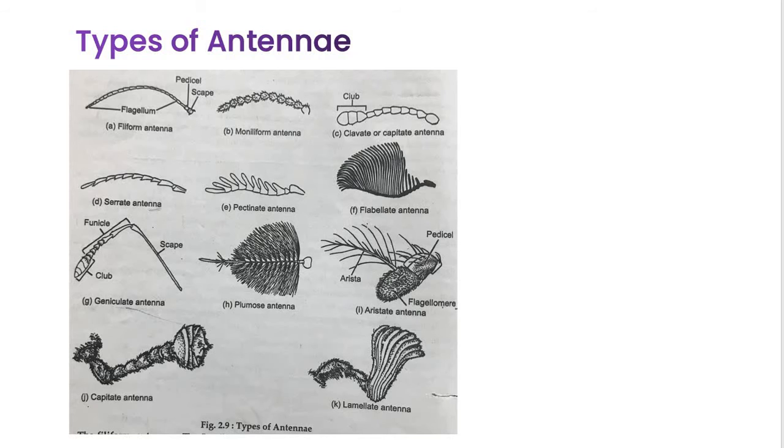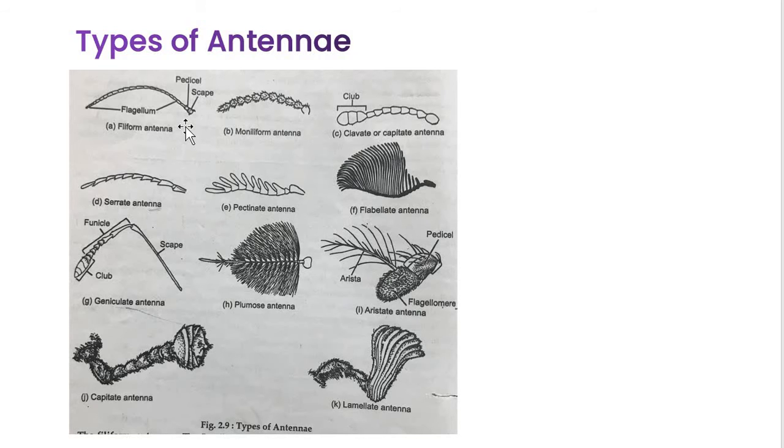So here you can focus on this diagram. Different types of antennas are there; not all the antennas are similar. A particular group of insects shows the presence of a particular type of antenna. Why? Because their feeding mechanism is different, their behavior is different, or their habitat is different. So depending on that mode, the antennas also differ. We can see all the types of antennas one by one.